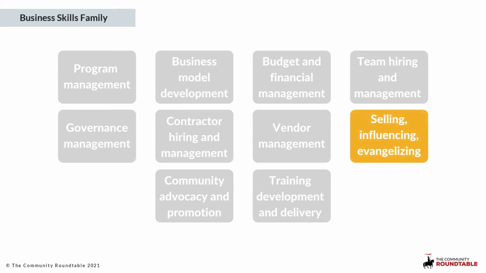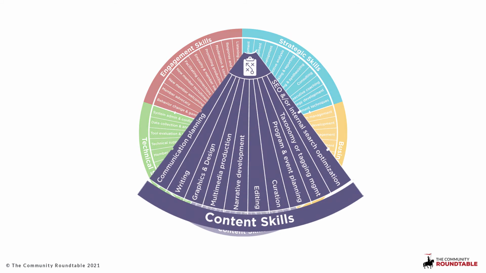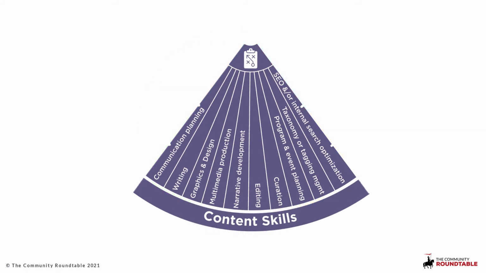deliverables. Selling, influencing, and evangelizing is maintaining and increasing support for the community program by working to ensure others understand the opportunities and needs of the community, exerting influence to secure resources such as budget, investment, and human resources, and executive support. Community advocacy and promotion is the ability to represent the needs of the community and advocate for it in a variety of situations. Training, development, and delivery encompasses the ability to develop a training curriculum for community members and deliver or oversee the delivery of that training.